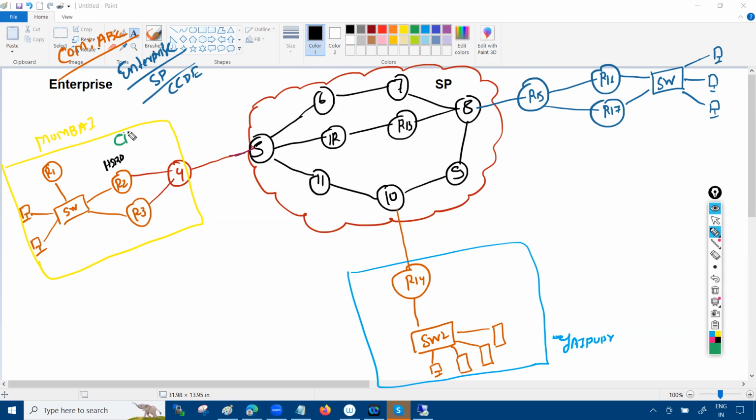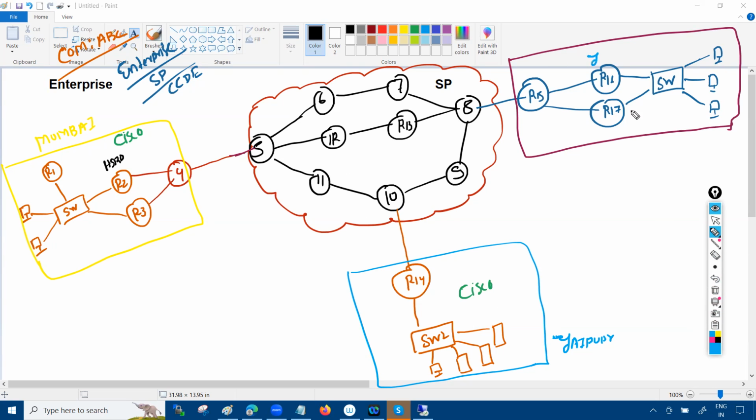All of them are running with a Cisco box. In this Jaipur location, they are also running with a Cisco box. But at this different location, they are running different multi-vendor technology. So I can say this one is running with Juniper. This guy is running with a Juniper router, and this guy is running with a Cisco router.